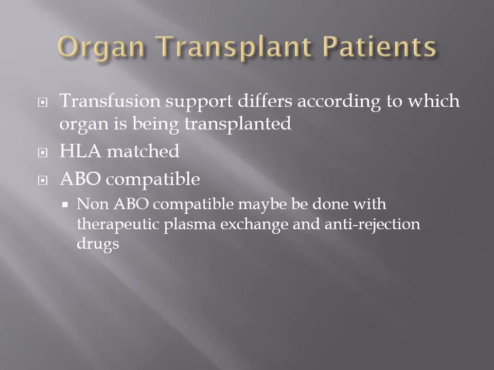For organ transplant patients, the transfusion support is going to differ according to which organ is being transplanted. We're going to give them HLA matched, so we're trying to prevent transplant rejection, and ABO compatible. Non-ABO compatible transplants may be done with therapeutic plasma exchange and anti-rejection drugs. It happens sometimes, especially if they have a better HLA match.